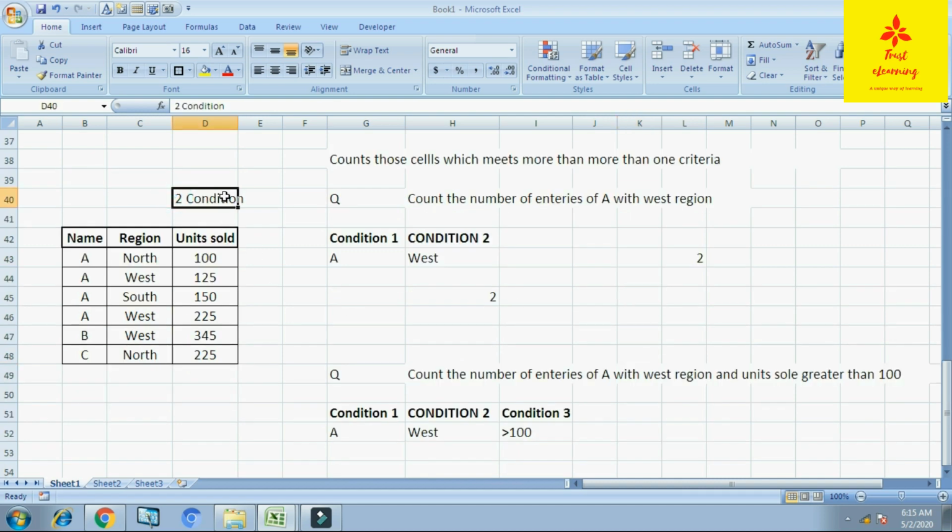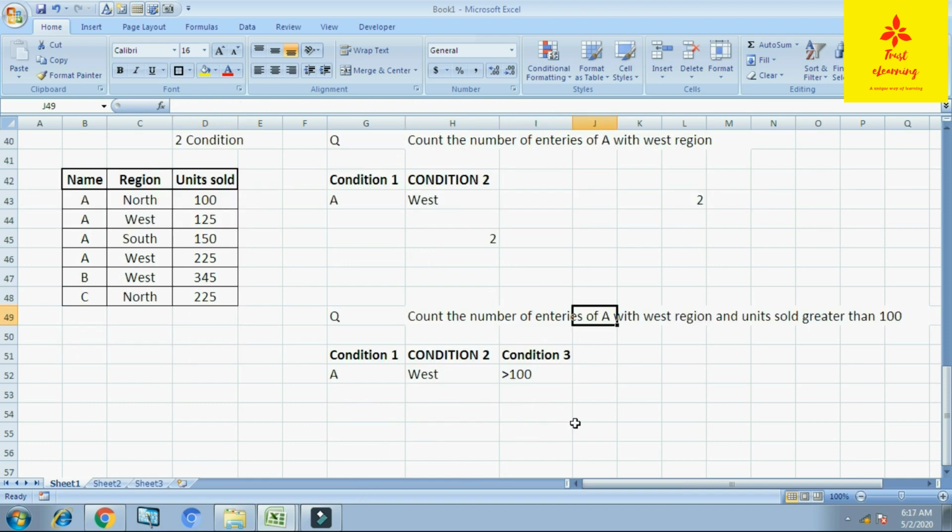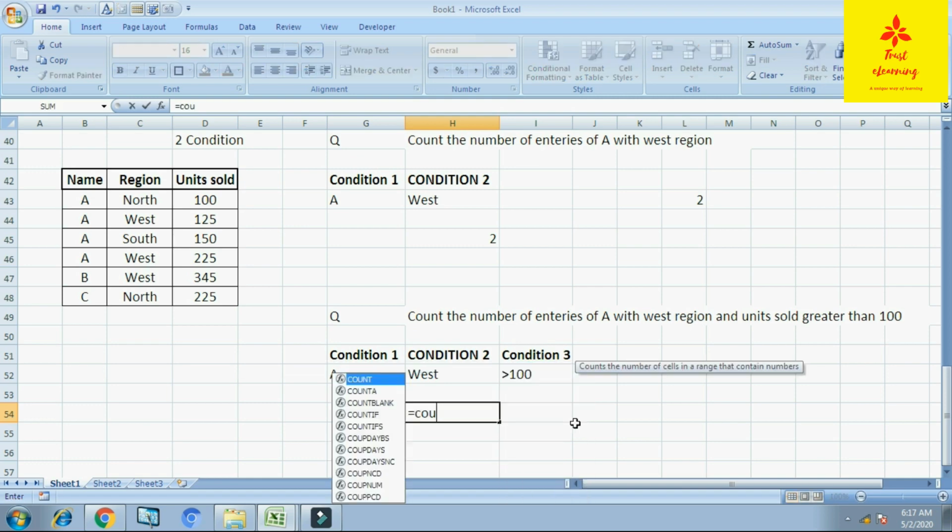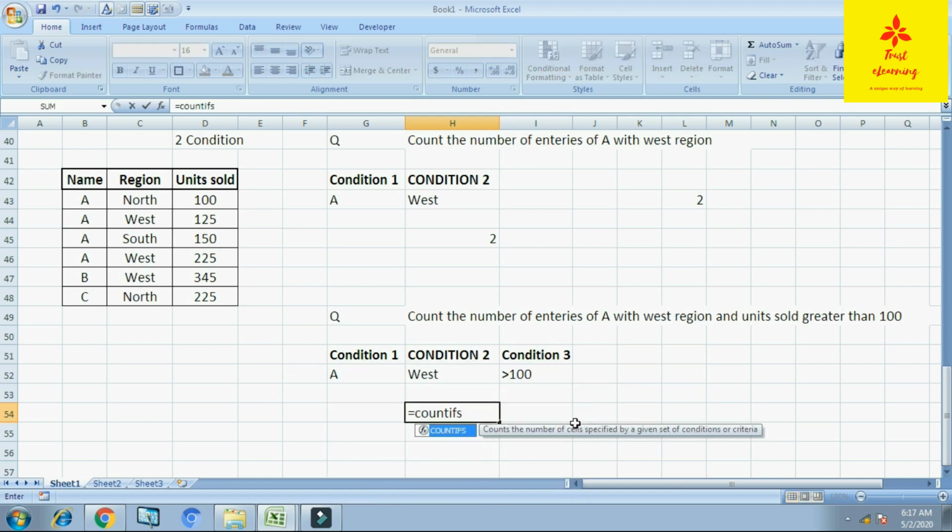This was based on 2 conditions. Let's move on to 3 conditions. How to apply 3 conditions? Count the number of entries of A with West region and units sold greater than 100. So here I have 3 conditions. First condition is A, second condition is West, and third condition is greater than 100. So let's understand this.